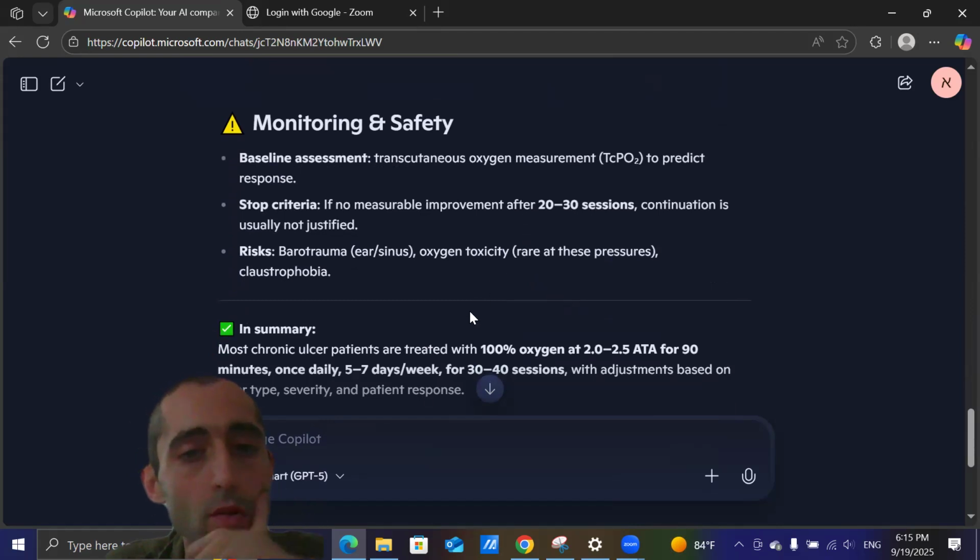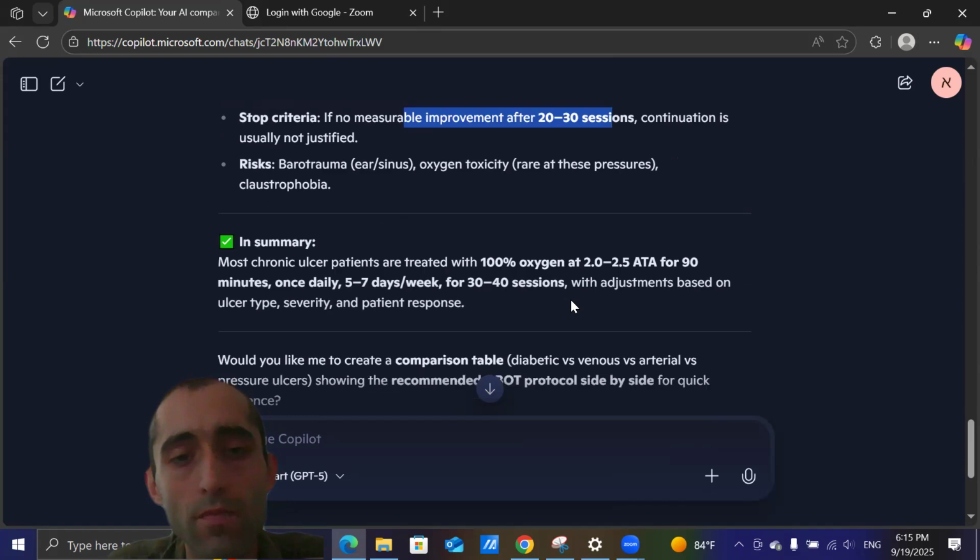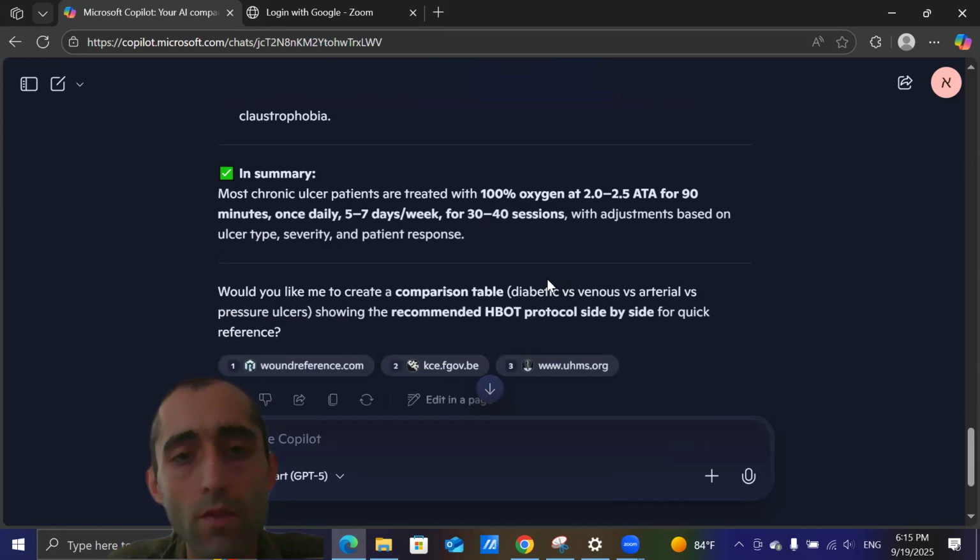We need to think about barotrauma and oxygen toxicity and everything we need to know and think about in any hyperbaric oxygen therapy. Barotrauma and oxygen toxicity are not related just to this, so remember this. And if there is no improvement in 20 to 30 sessions, it is usually not justified to continue, so this is our limit. And I think this is it for now.